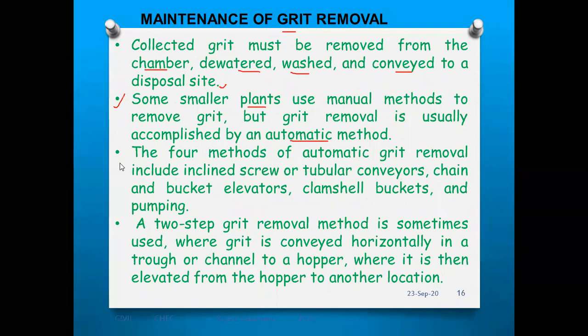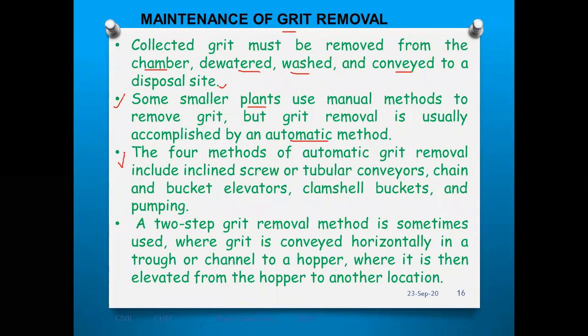Next, the 4 methods of automatic grit removal include inclined screw type, tubular conveyors, chain and bucket elevators, clam shell buckets and pumping. So in maintenance department, maintenance వచ్చేసరికి గ్రిట్ రిమూవల్ మనకి ఎన్ని రకాలుగా జరుగుతుంది? 4 methods లో జరుగుతుంది. అది కూడా నాట్ మాన్యువల్, ఆటోమేటెడ్ లో 4 methods లో మనకి జరుగుతుంది. వాట్ ఆర్ దిస్ వన్?